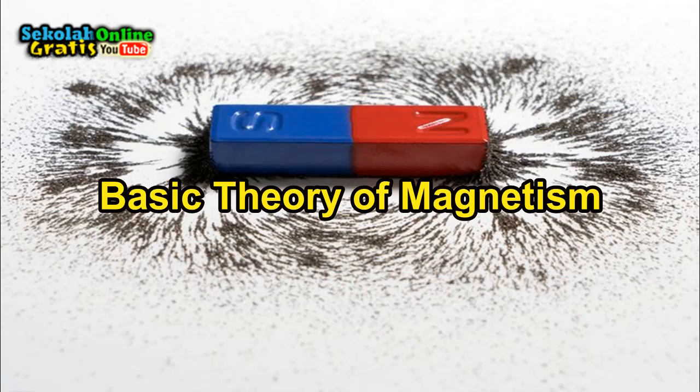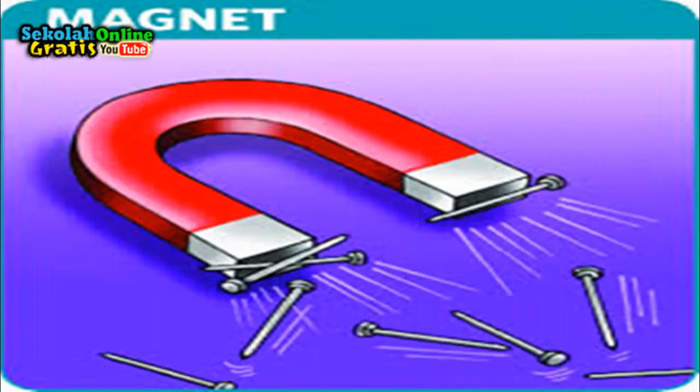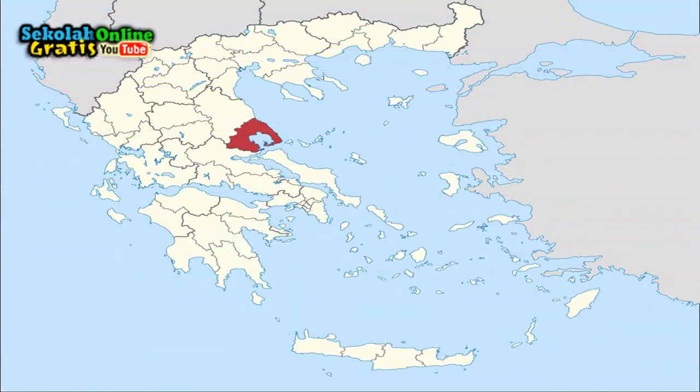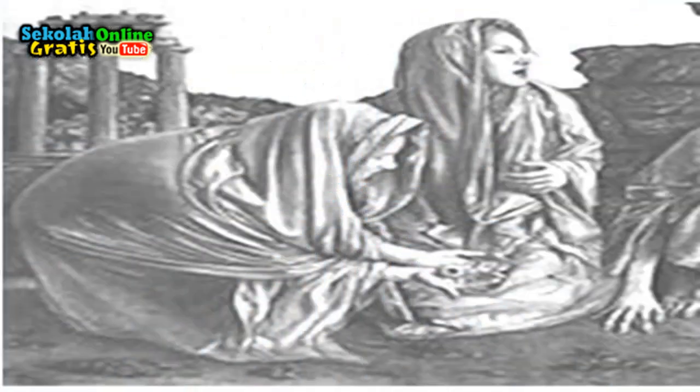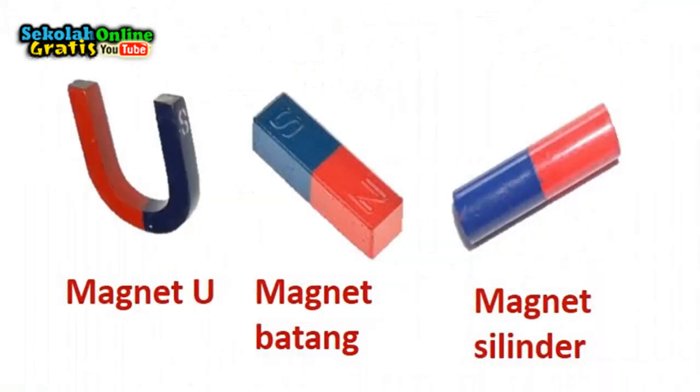Basic theory of magnetism. The word magnet comes from the Greek magnetos lithos, which means Magnesian stone. Magnesia was a region in Greece that is now Manisa, Turkey. The area contains magnetic stones that have been found since old times. Magnets are made of metals such as iron and steel. Magnets have many features that make them unique.